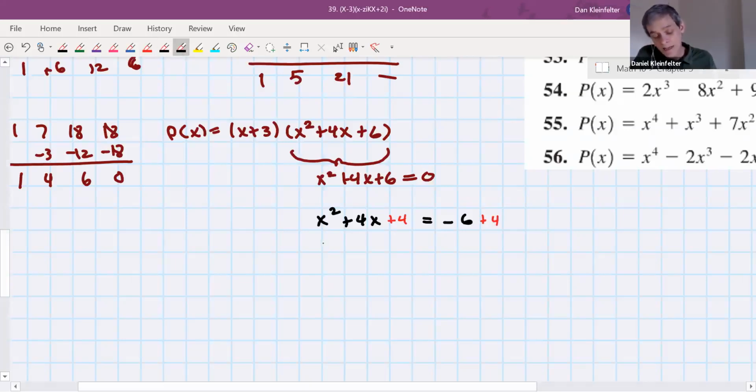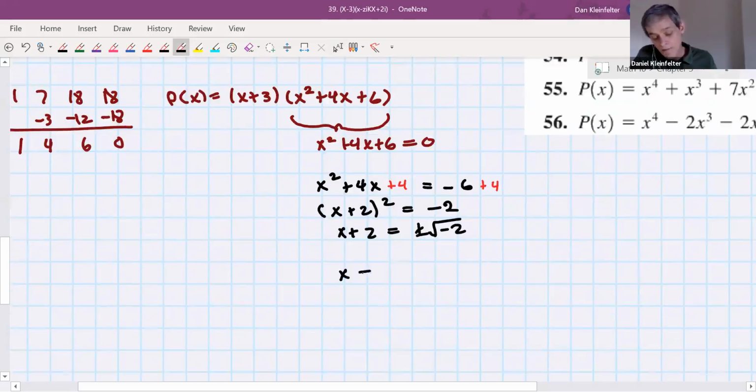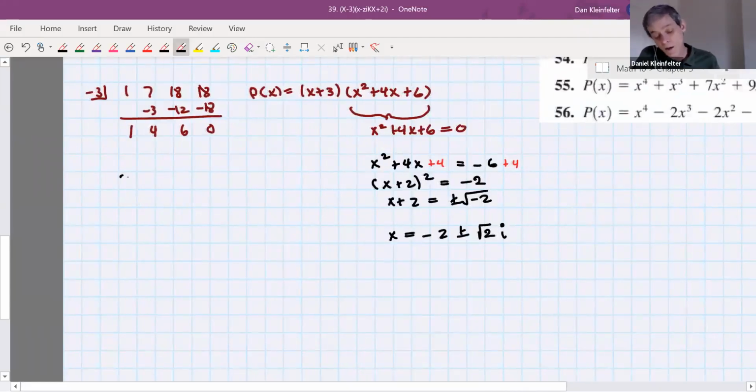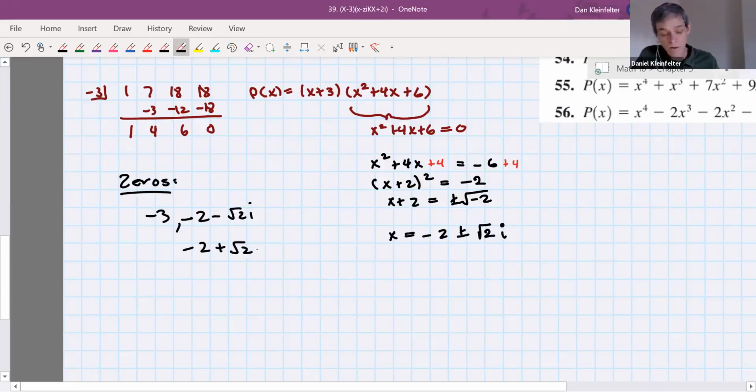So now our left side is guaranteed to be a perfect square. So it'll factor as a perfect square. We'll have x plus 2 squared. That will equal -2. So now taking square roots, x plus 2 will be plus or minus the square root of -2. And then x will equal -2 plus or minus the square root of 2 times i. Okay, so those are our other two zeros. So altogether, our zeros are going to be -3, and then -2 minus root 2i, and -2 plus root 2i. Okay, so that's the end of this example.